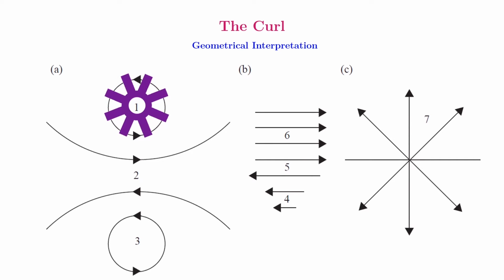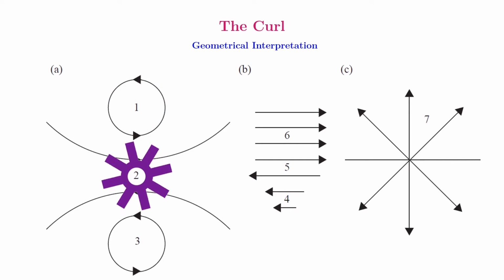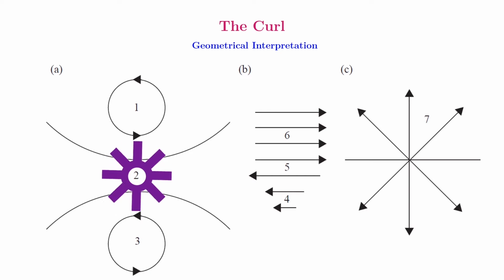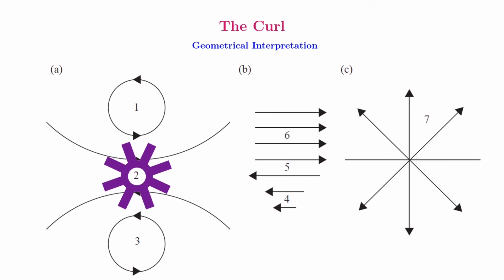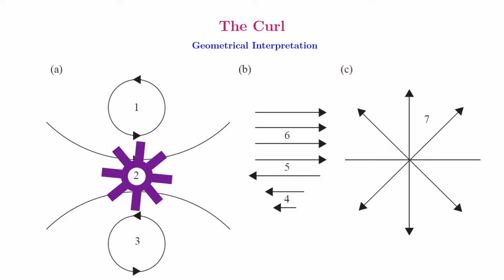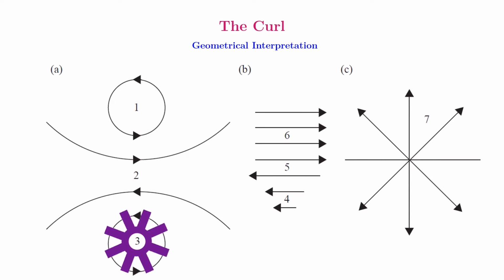As we place a paddle wheel at point 1, we can see that the field actually causes rotation of the paddle wheel. Hence, there is a non-zero curl pointing out of this screen. When we place the paddle wheel at point 2, we can see that the circulation is in the clockwise direction. In this case, the curl will be pointed inwards, that is towards the screen. At point 3 also, there is a finite non-zero curl pointing out of this screen.